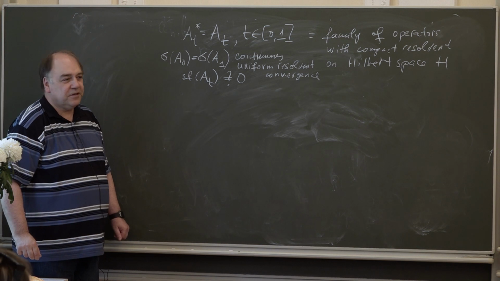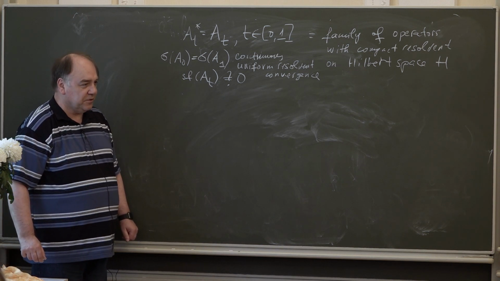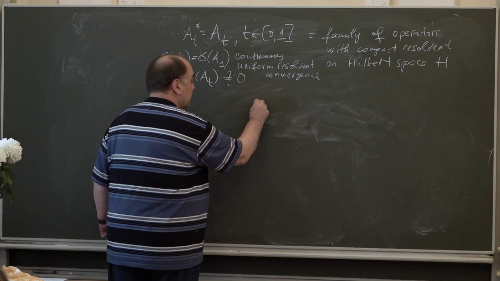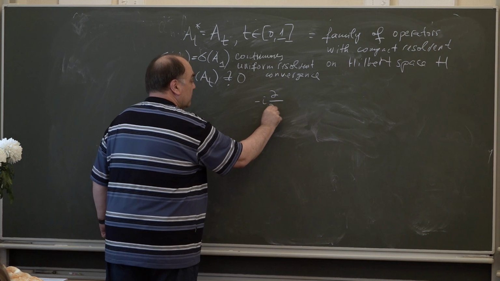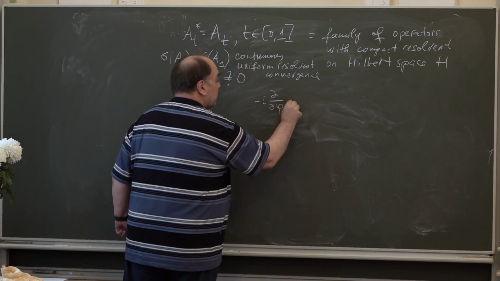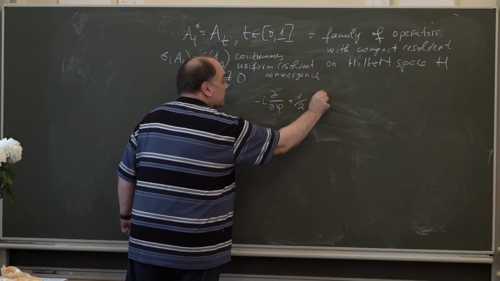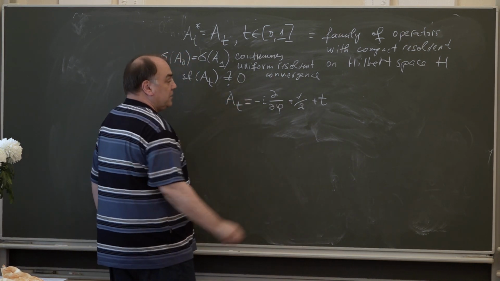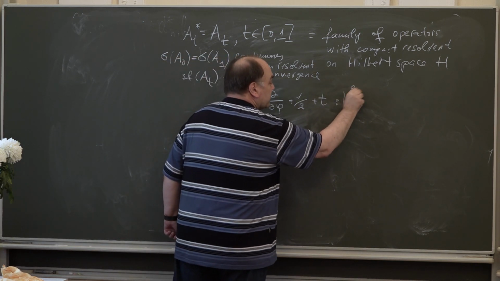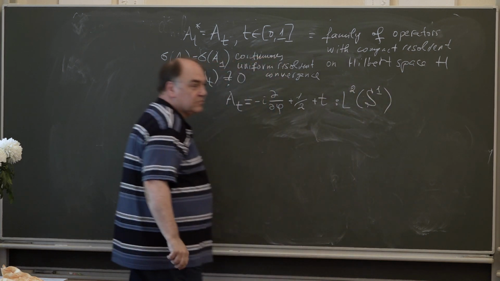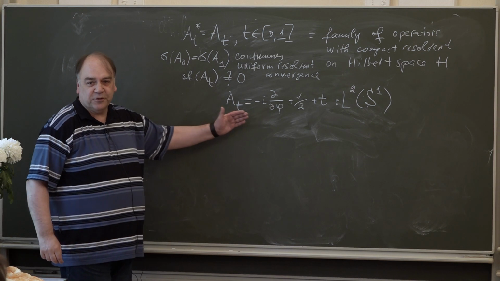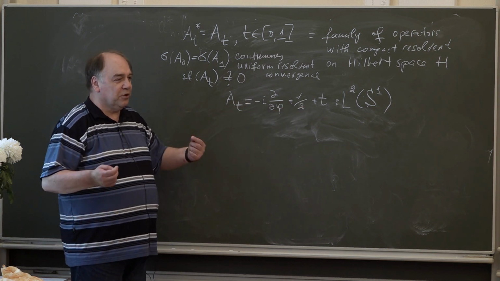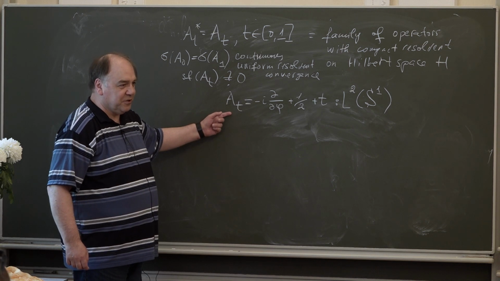Well, in fact, we cannot do so, and I will give a very simple example where this doesn't happen. Let us consider the operator minus i d over d phi plus 1/2 plus t. This is the family of operators A_t acting in the Hilbert space L2 of S1. So this is the operator on the circle, just minus i d over d phi, and I have added 1/2 to avoid zero values in the spectrum for t equals 0 and 1.